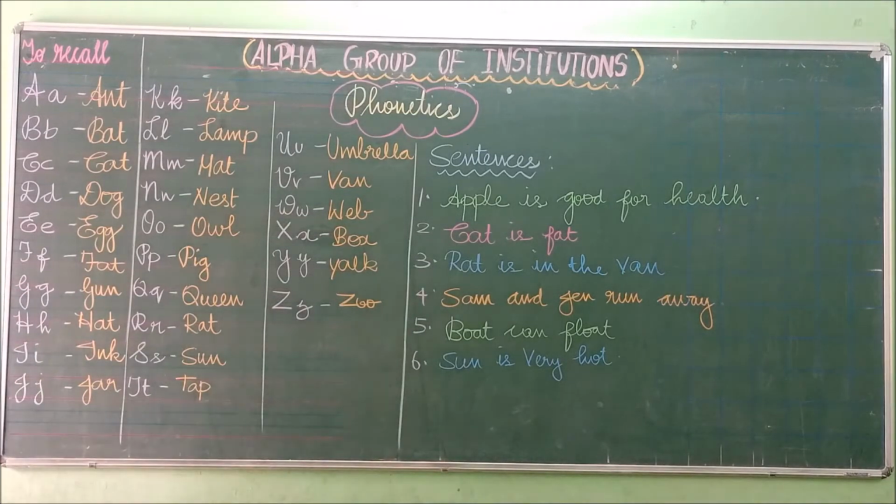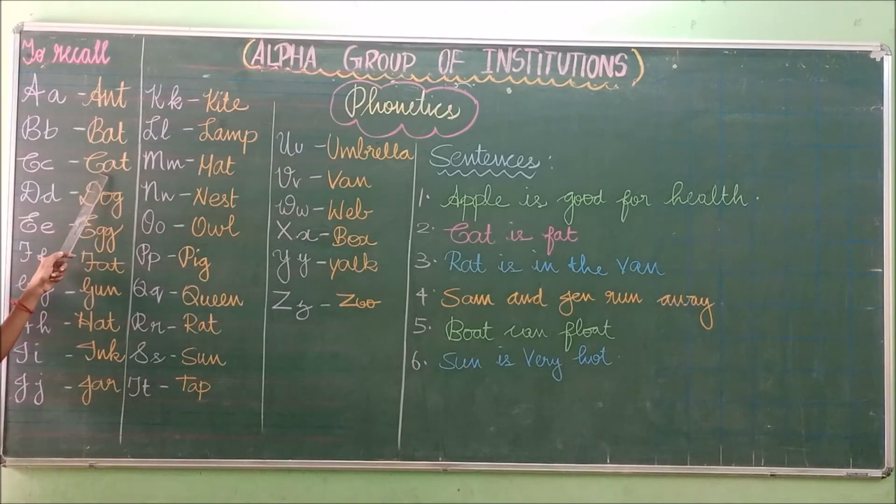Okay, students, I am going to give an example for each letter. Ant. Bat, B, A, T, bat. And third one, cat, K, A, T, cat. And the next one, dog. This word is dog, D, O, G, dog. And the next one, egg, E, G, G, egg.